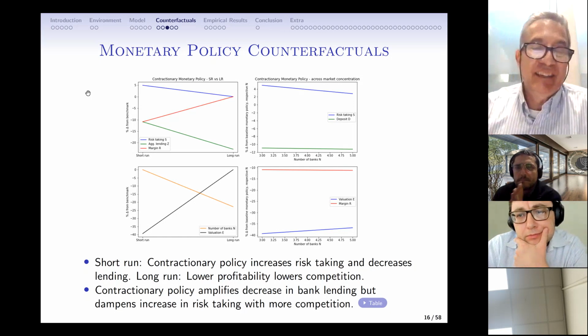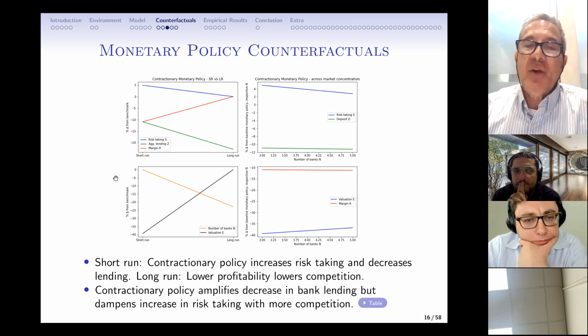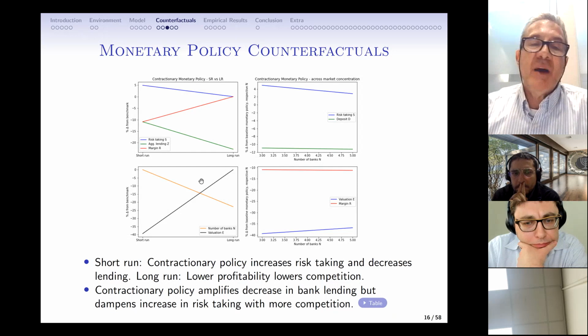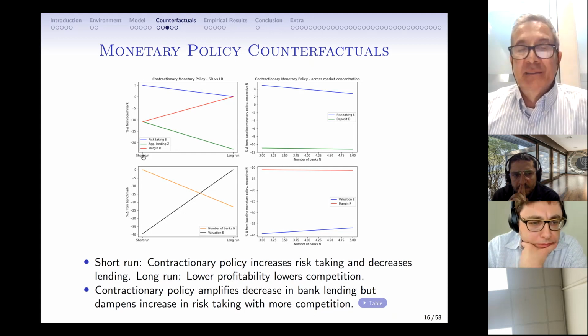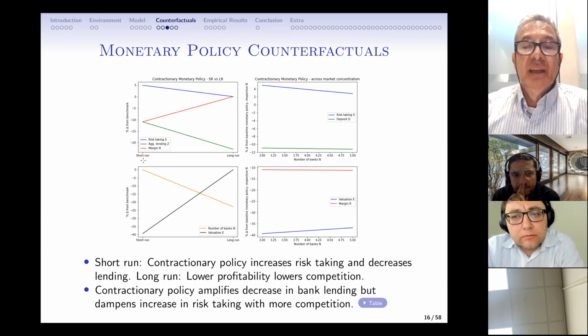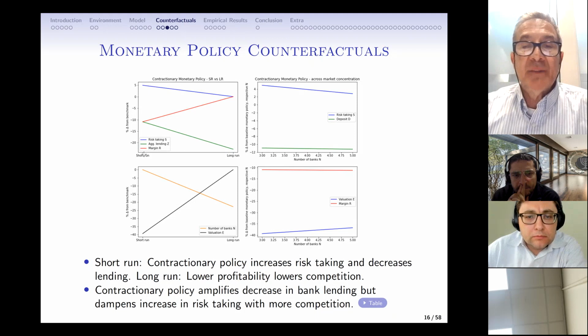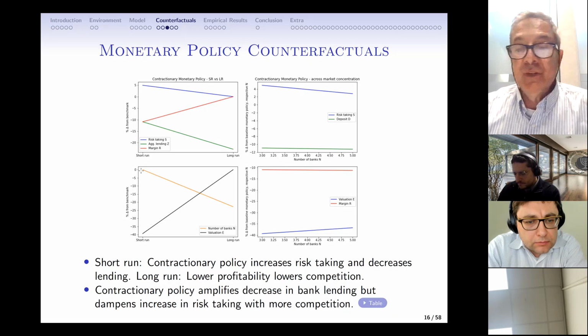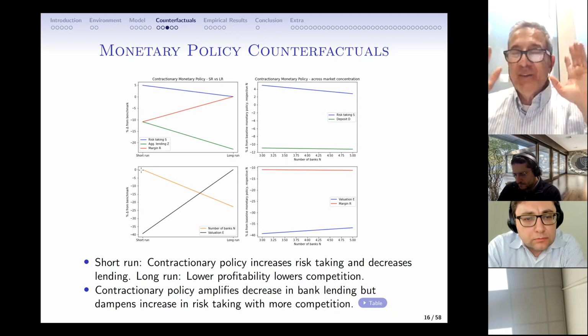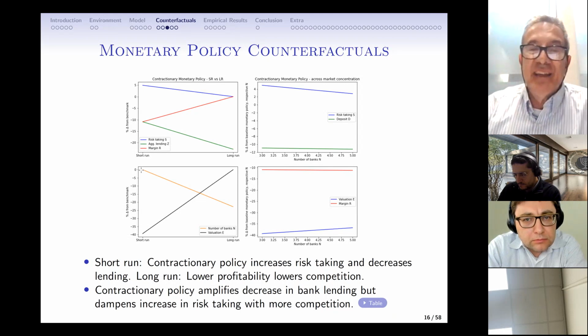I didn't get to say these things, but in this part of the paper, to understand how monetary policy affects things, what we did was we said, okay, what's going to be the impact in the short run on some of these endogenous variables, and then given what happens in the short run, what's going to happen to bank entry and exit. So this is more the big picture.